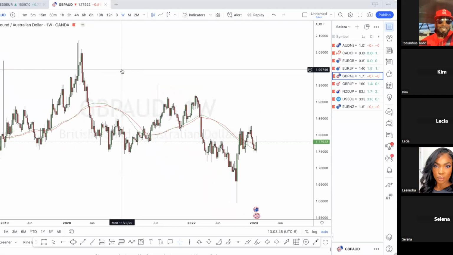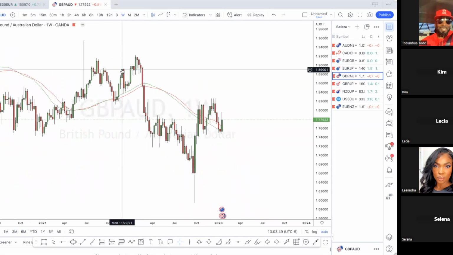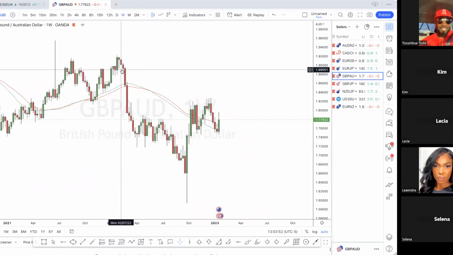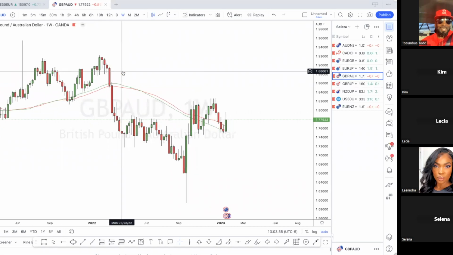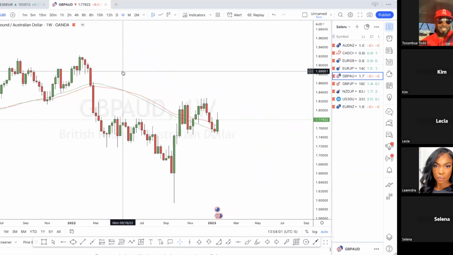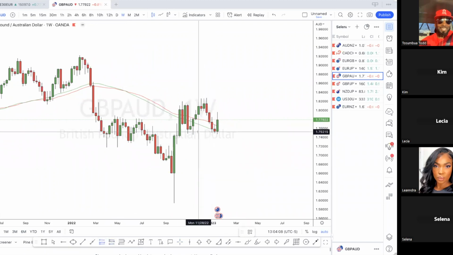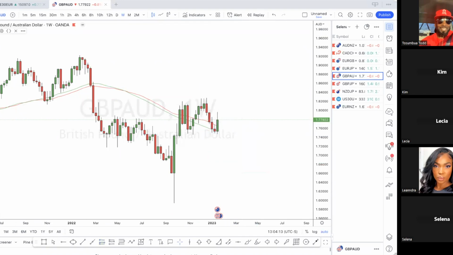All right. GBP AUD has a weekly bullish order block. I guess you can buy it. I think your moving averages need to be adjusted. Yep, they do. There you go. She removed them.